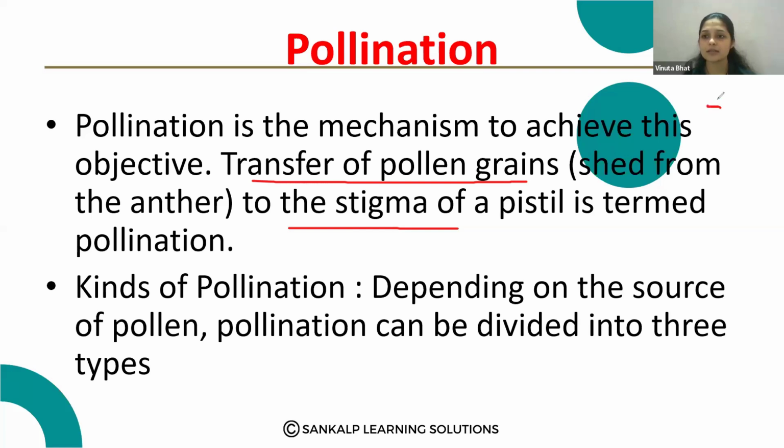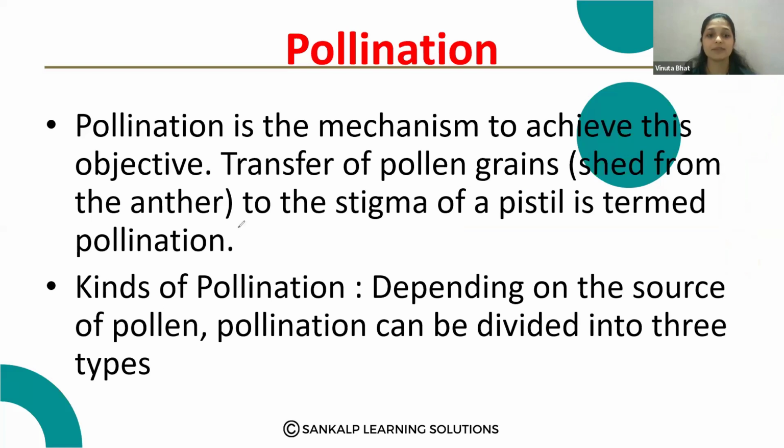For example, just imagine this is the stigma, style, ovary. The pollen grains are here. Just imagine this is the stamen and the pollen grains are here. This transfer of the pollen grains to the stigma of the flower is called pollination. The pollen grain may even be from another plant. But what is the meaning of pollination? The transfer of the pollen grains to the stigma of the pistil is termed pollination.